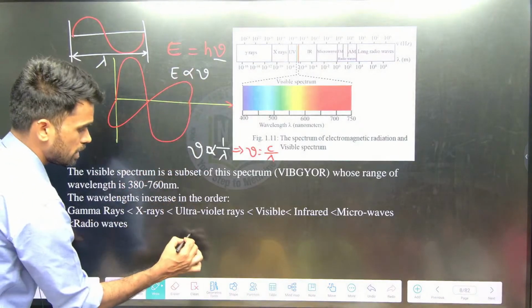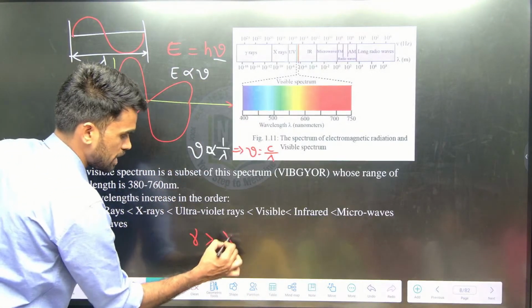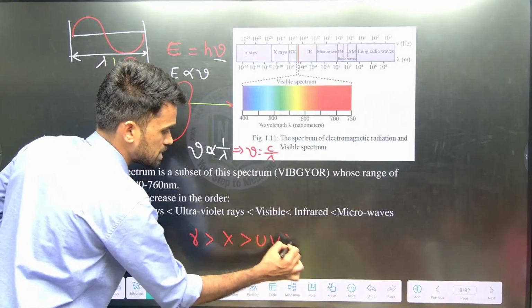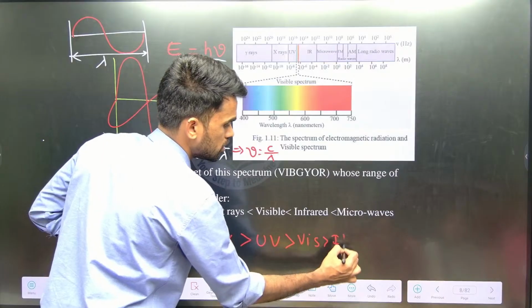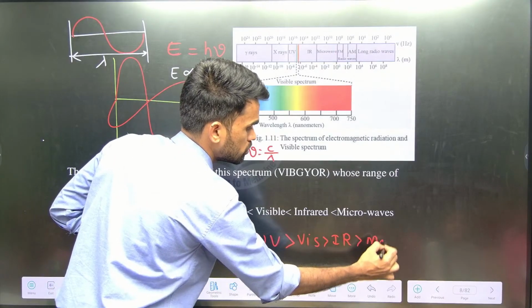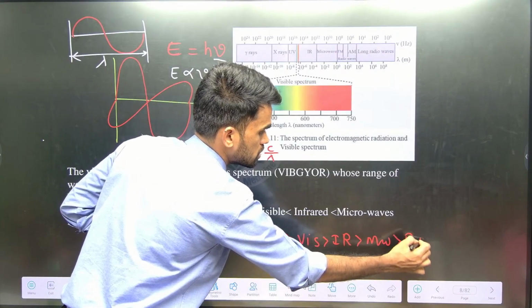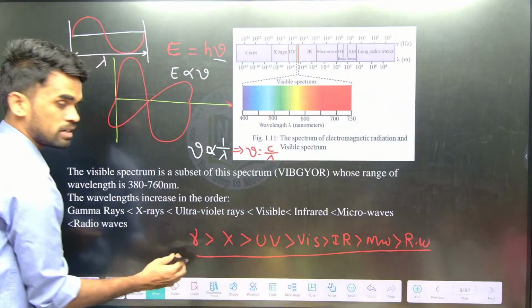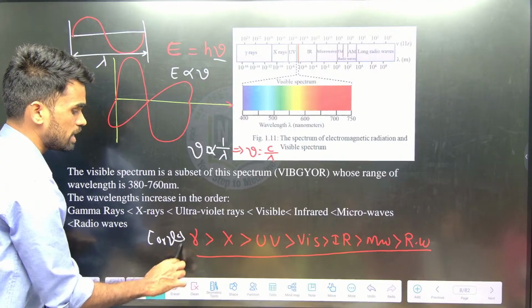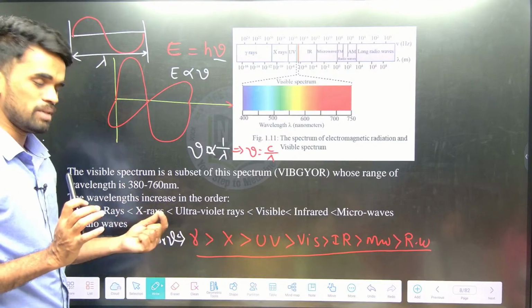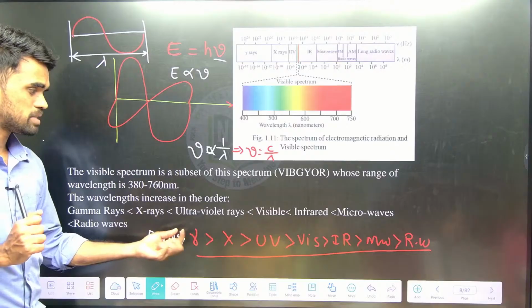First one should be gamma rays, next X-rays, next UV, next visible, IR, microwave, radio waves. So this is the order of energy or frequency. You can expect a direct question on this, a very basic thing. In EAPCET we have a question on this.